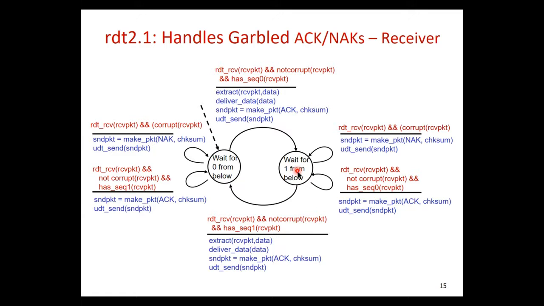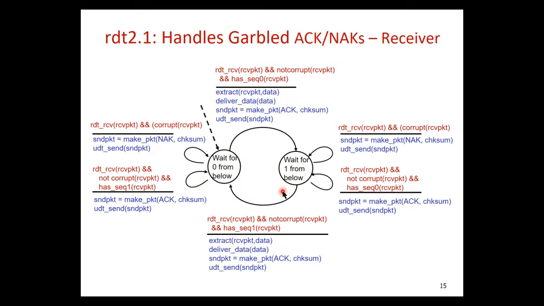So in this state, let's look at the case where everything is fine again. This is the mirror image. It expects to receive packet number 1. It does receive packet number 1. It's not corrupted. It does the same thing, goes back to 0. So the next packet is 0.